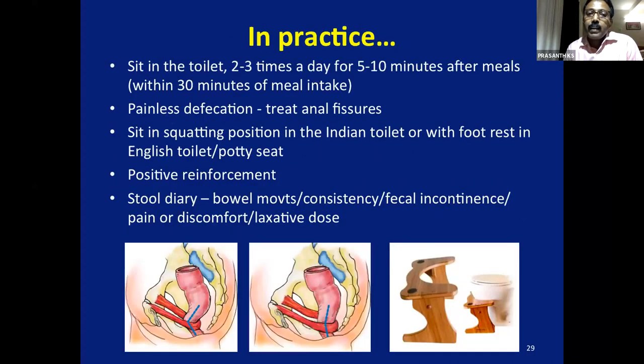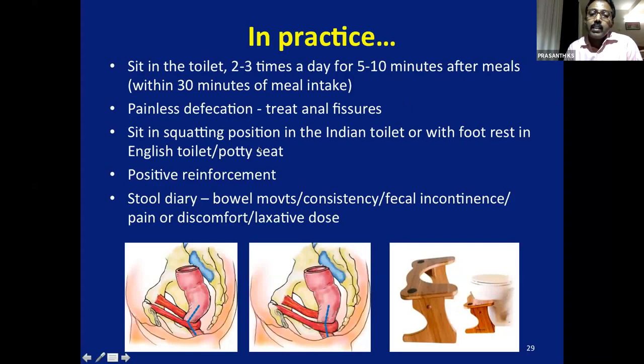So in practice, you can have a scheduled toilet sit for children, 2 to 3 times a day for 5 to 10 minutes after meals, within 30 minutes of meal intake. This is to make use of the gastrocolic reflex. So this is how toilet training can be done in practice. And if anal fissures are there, that has to be treated to ensure painless defecation. You can give some lignocaine jelly, etc., to ameliorate the symptom.